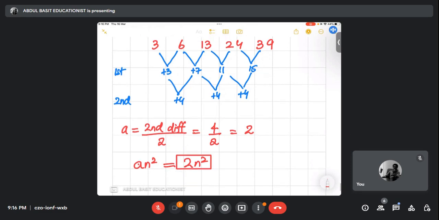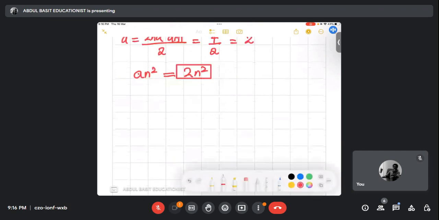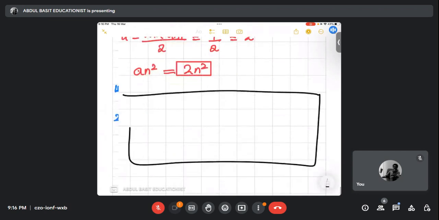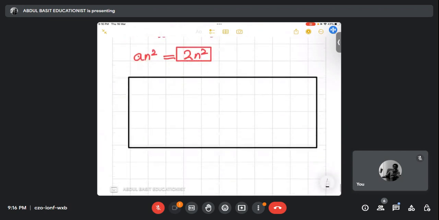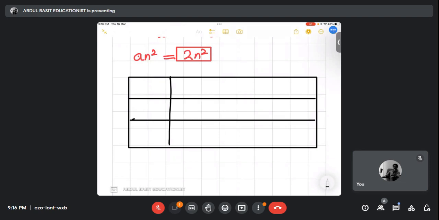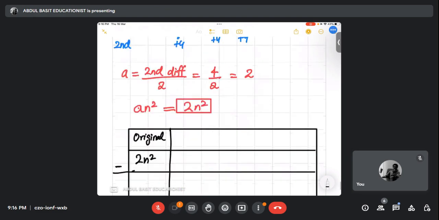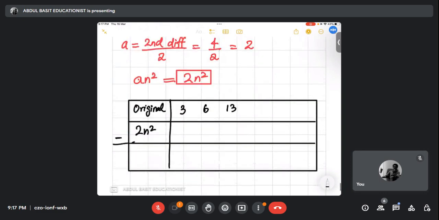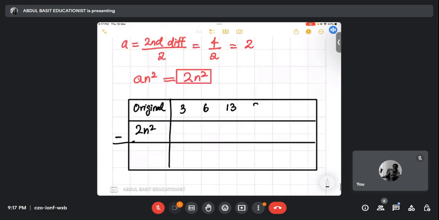Okay, चलो that's fine. Now it's time to make a table. अब टेबल बनाना है, जरा जल्दी जल्दी बनाएंगे टेबल. और आई होप कि आप लोगों को समझ आ रही है कि टेबल में क्यों बना रहा हूँ. ठीक है. ओके, टेबल मैंने बना दिया. ओके, नाउ 3 रोज लगा दी हैं. ओके, नाउ आपने यहाँ पे लिखना है ओरिजिनल. यहाँ पे लिखना है आपने 2n स्क्वायर और इसमें से इसको माइनस करना है. ये हमने सीख लिया पहले. तो ओरिजिनल सीक्वेंस क्या है हमारे पास? 3, 6, 13, 24 एंड 39.